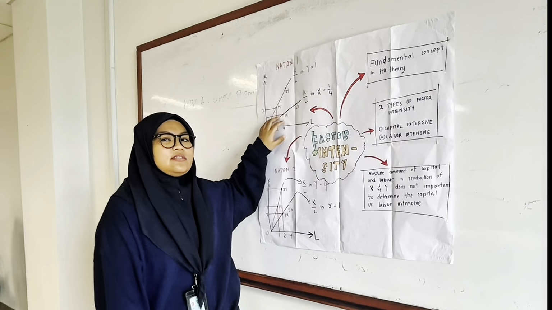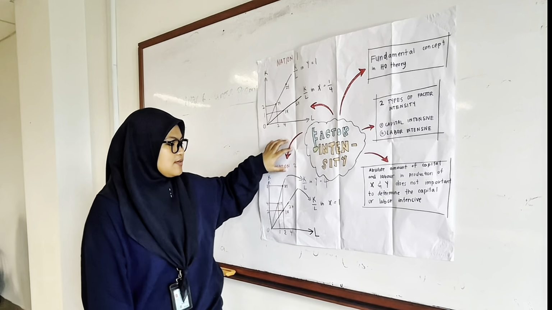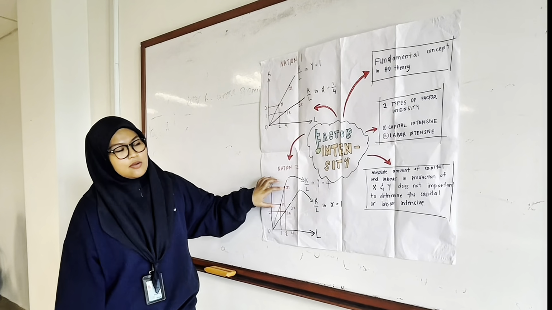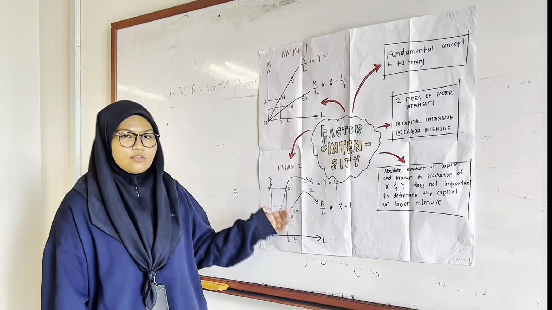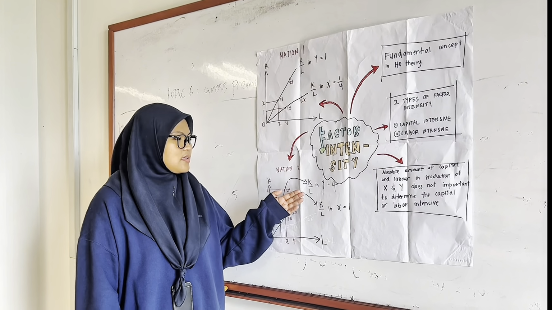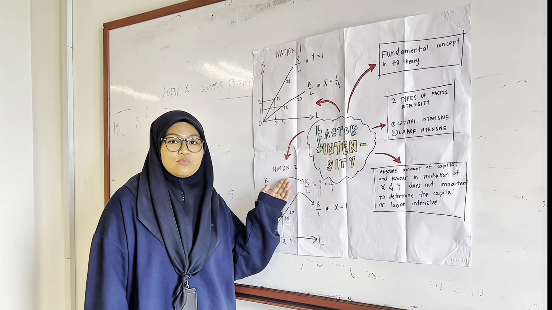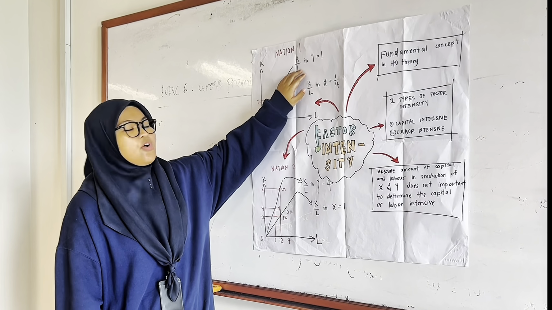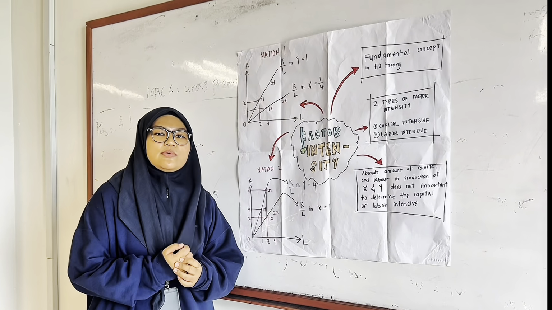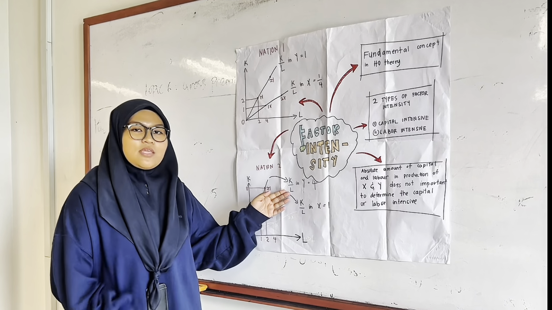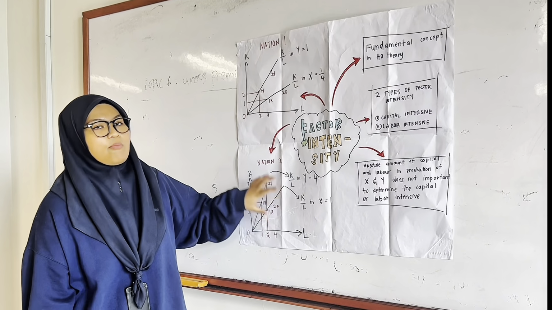Although both nations have the same type of factor intensity for both commodities X and Y, comparing nation 1 and 2, we can see that the ratio for commodity Y in nation 2 is greater than the ratio for commodity Y in nation 1. This is because capital is relatively cheaper in nation 2 compared to nation 1.